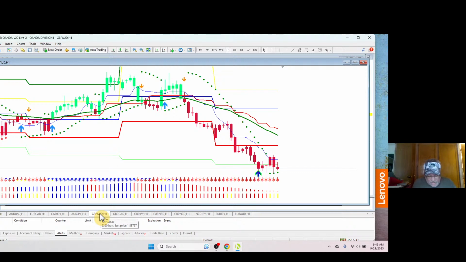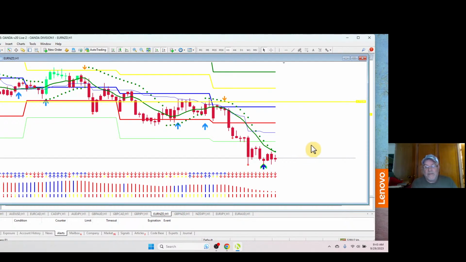The pound Aussie will be a $5 loss if we get stopped out. Euro New Zealand, if we get stopped out, will be a $6 loss.